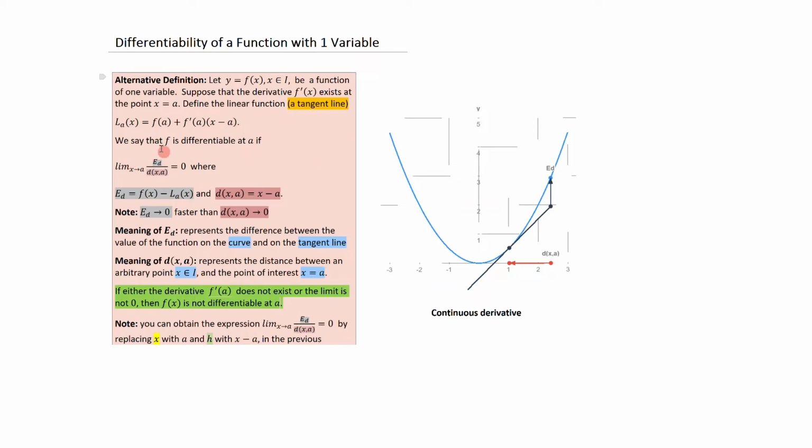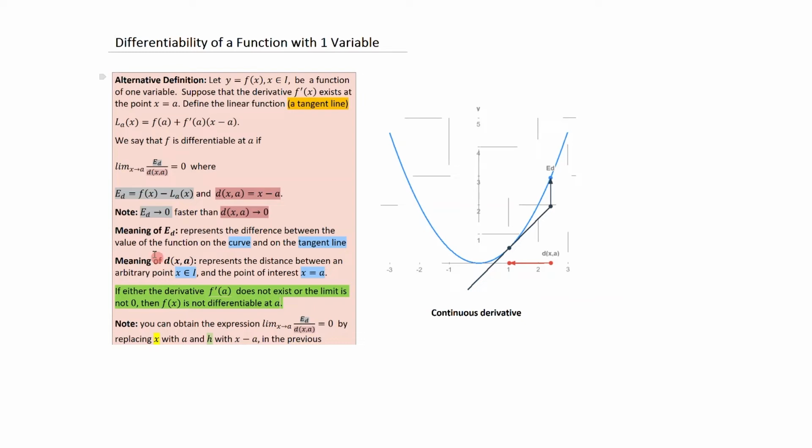All right, we say that f is differentiable at a if the limit as x approaches a of E_d over dx_a equals 0, and the definitions of these two entities are shown here. E_d is just the difference between the function and the tangent line. In other words, an approximation at a given point on the curve. So the difference between these two is E_d, and dx_a is just the difference between x and a. And so for this to be equal to 0 would mean that E_d approaches 0 faster than dx_a, that is x minus a, approaches 0.